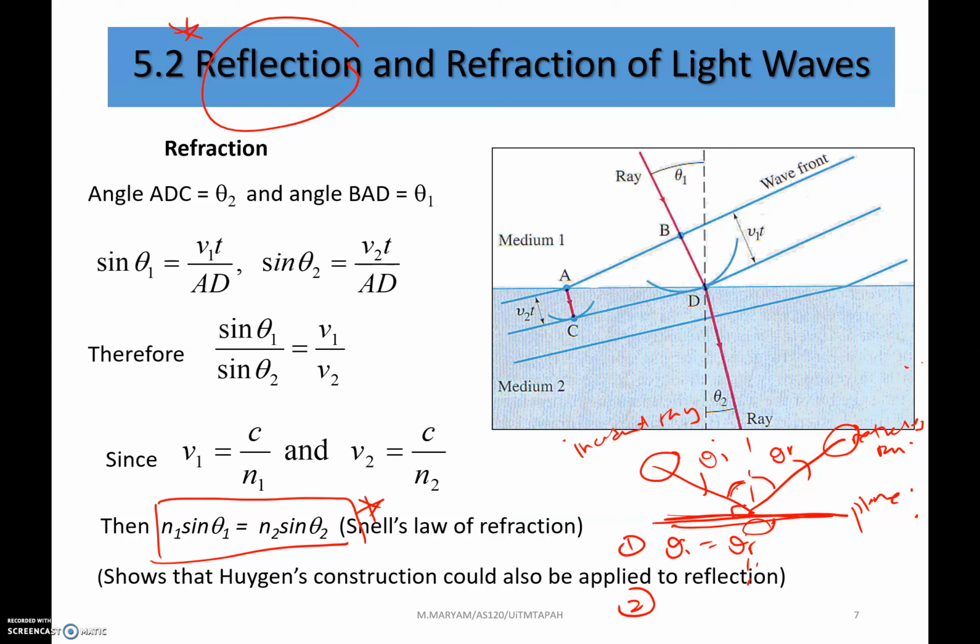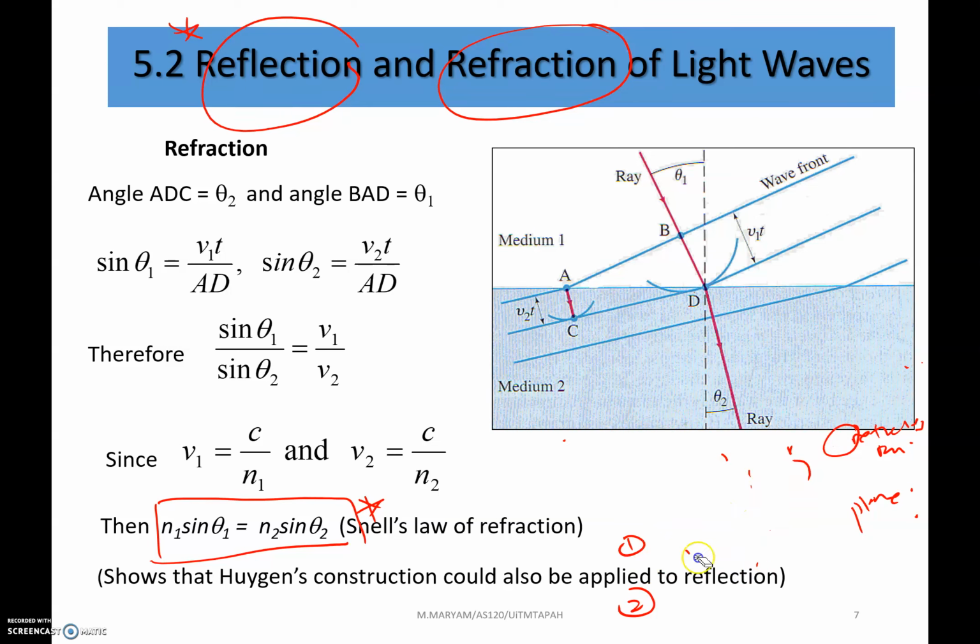Now, done with reflection, let's go to refraction. We know that for refraction, we have a specific equation for us to solve any question related to refraction, which is called Snell's law. Snell's law is n1 sine theta 1 equals n2 sine theta 2. But do we know how we get this equation? I'm going to explain to you one by one how we obtain this equation.